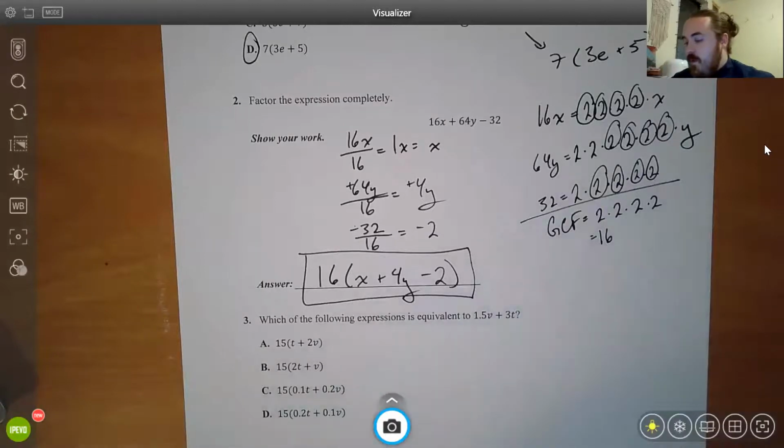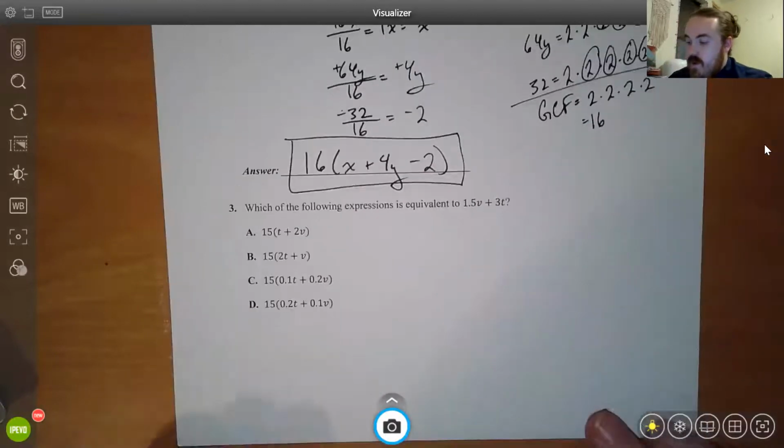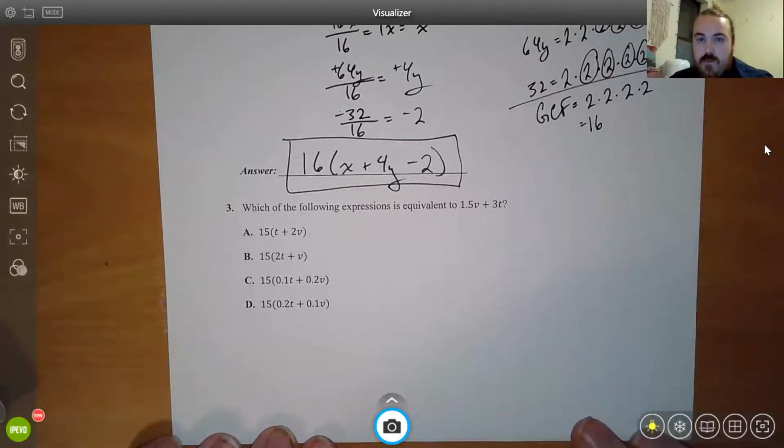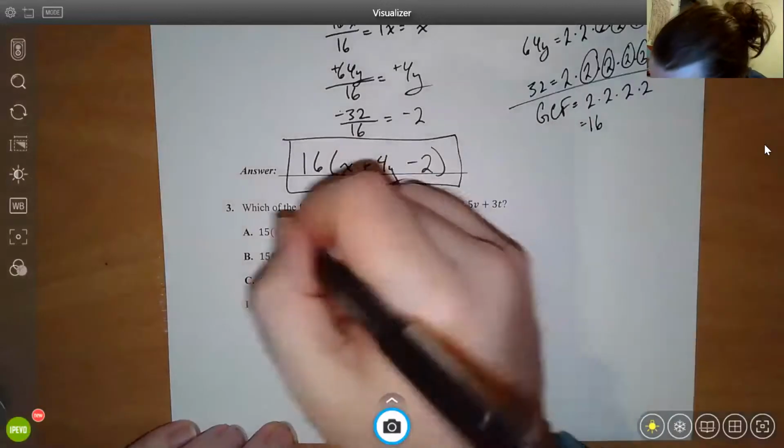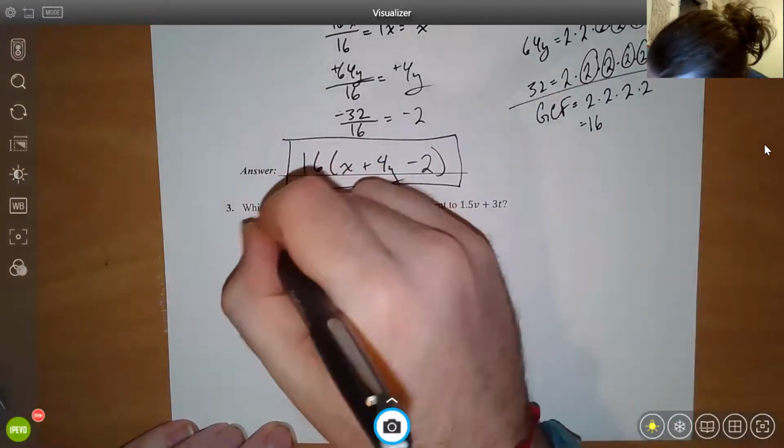All right, number 3. Number 3 is a bit of a tricky one. It seems very straightforward, but when you're doing number 3 or any question like number 3, do each of the answers out. Always do each of the answers out. And always draw your arrows.